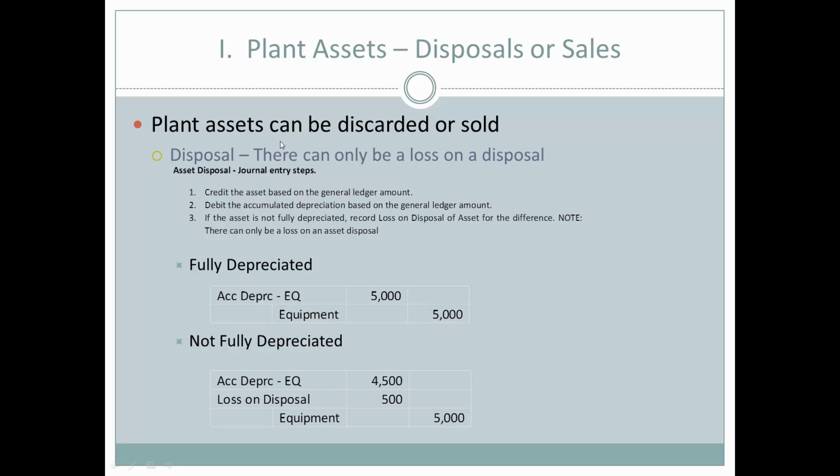So let's talk about disposals or sales of assets. Plant assets can be discarded or sold. If disposed of, there can only be recorded a loss on a disposal. So let's look at the steps. These are the journal entry steps.